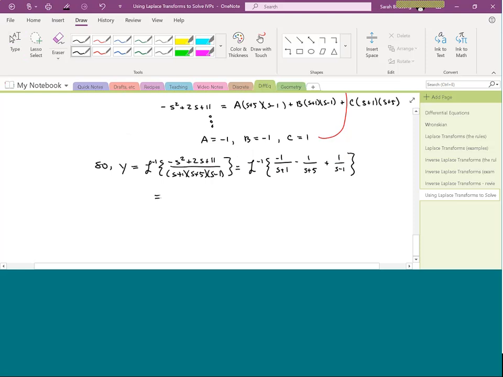If we go ahead and solve this, notice all of them are going to turn into e's. The first one would be negative e raised to the negative t. The second one would be negative e raised to the negative 5t. And the last one would be e raised to the t.